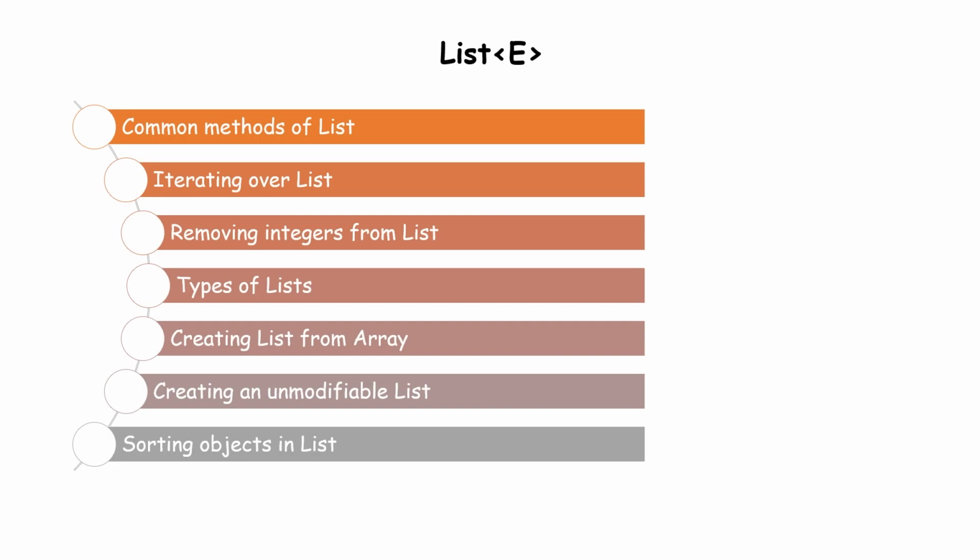Then we will see what the various types of list are, and what the difference is between the array list and the linked list. Later on we will see how to create a list from an array, how to create an unmodifiable list, and at the end the most important thing which you are going to use commonly, that is how to sort objects in a list, or how to create a list of objects, because in reality you are not just going to work with a list of integers. It is going to be even more complex, with objects. So that we are going to see at the end. Now let's jump to our IDE and see all these things in detail.